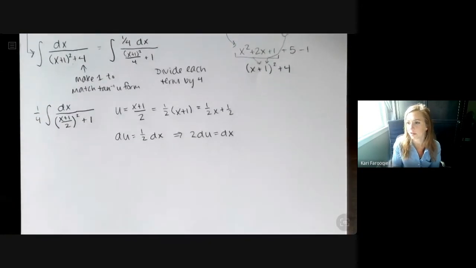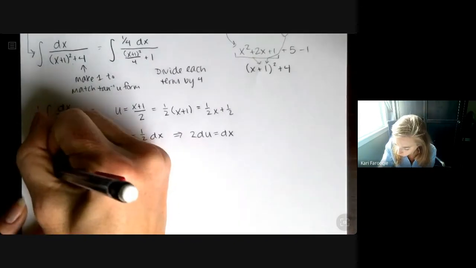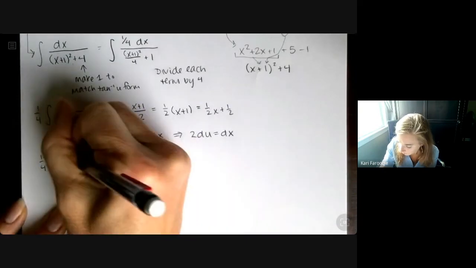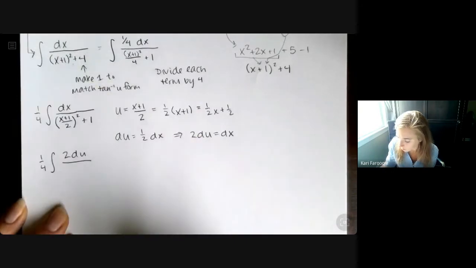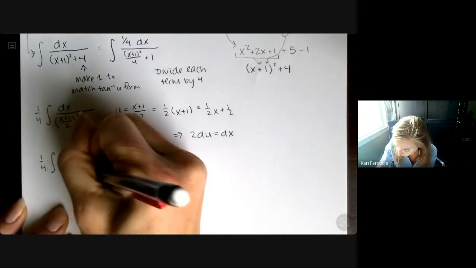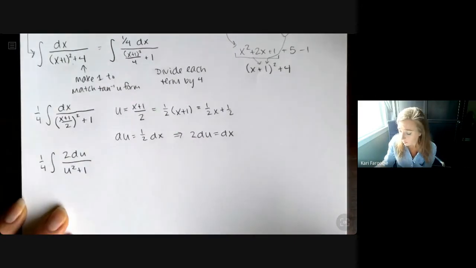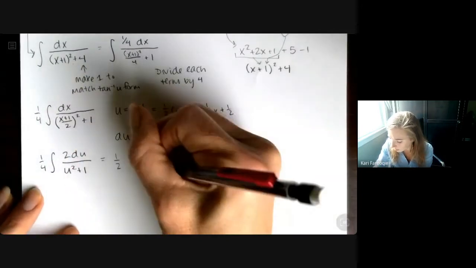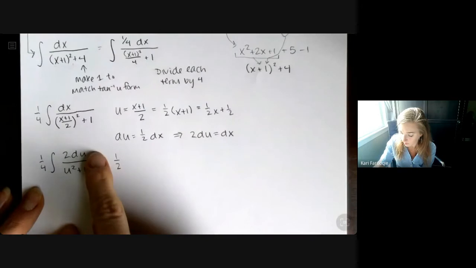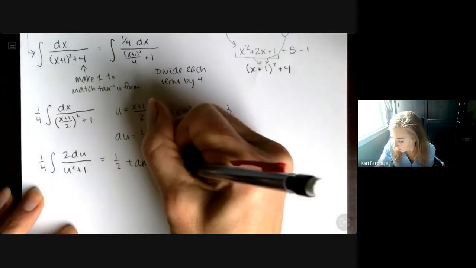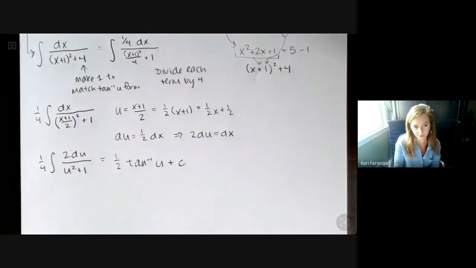Okay. And now we'll just make our substitutions. So I still have this 1/4 in front. The dx becomes 2 du. In the denominator, we have u squared plus 1. And now we can go ahead and use that formula. 2 over 4 is a half. And then we know that the integral of du over u squared plus 1 is the inverse tangent of u plus c.